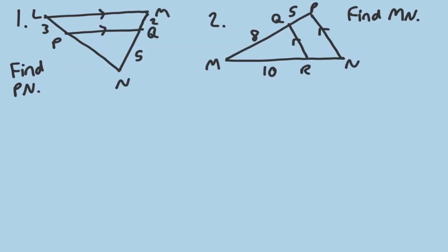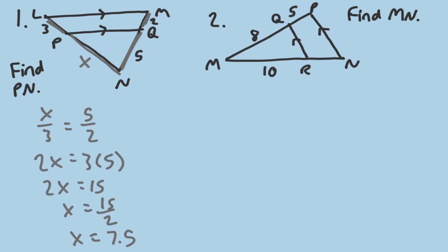Looking at the first example, if we want to find PN, we can set up the triangle proportionality theorem. X to 3 equals 5 to 2. So that's one side of the smaller triangle to this part equals the other side of the triangle to this part. And we can cross multiply and we get 7.5.